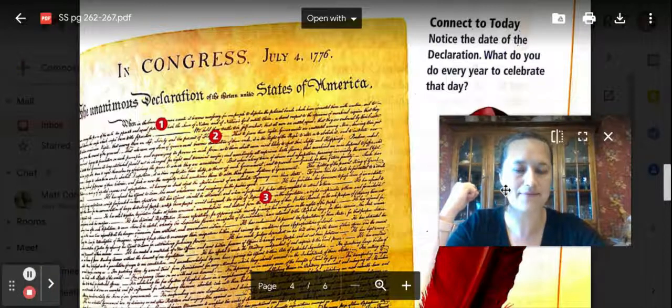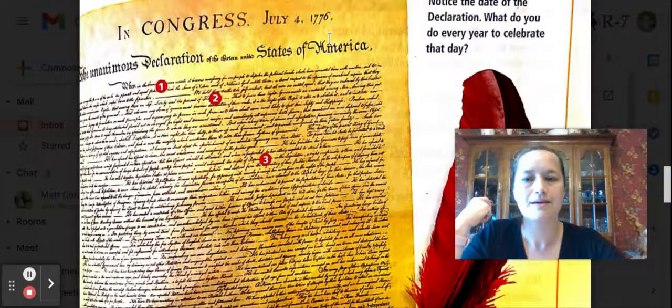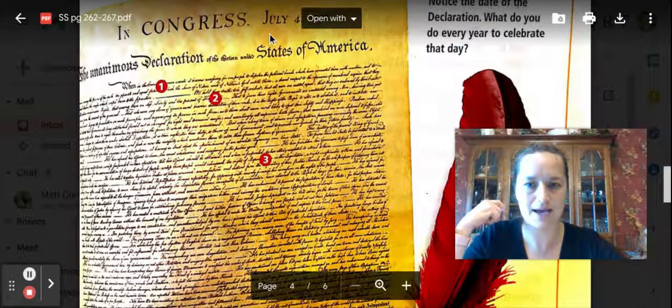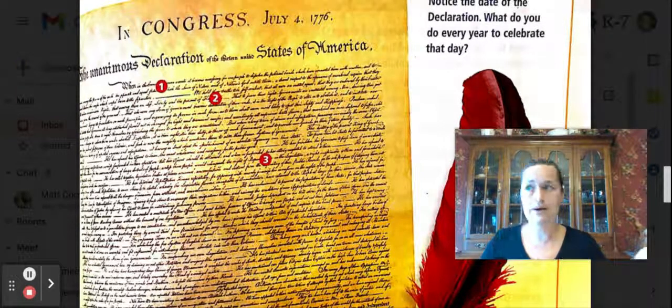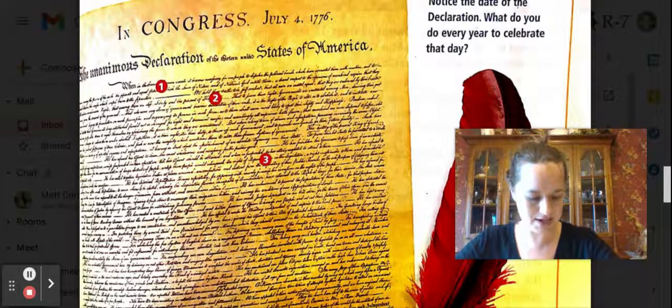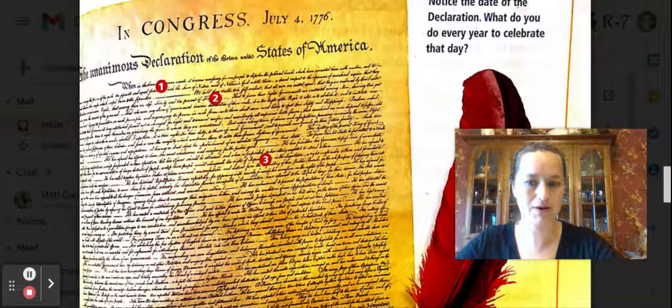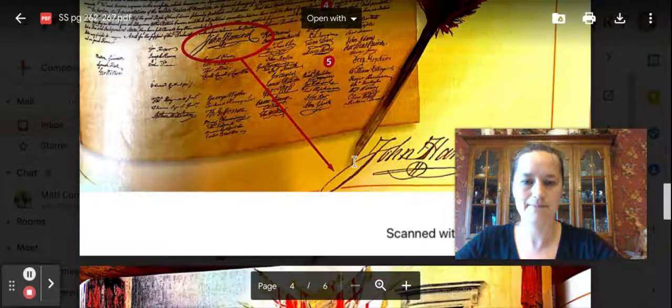So let's look at the Declaration of Independence. This is a copy of the original one. Do you notice this date right here? July 4th, 1776. What do we do every year in the United States on July 4th? It's called the 4th of July, right? We are celebrating our independence as a country. We're celebrating our independence from Great Britain. That is the day that we declared that we were going to be independent. We are no longer going to be ruled by Great Britain. You can see John Hancock's signature there. So if somebody asks for your John Hancock, they want your proud signature.